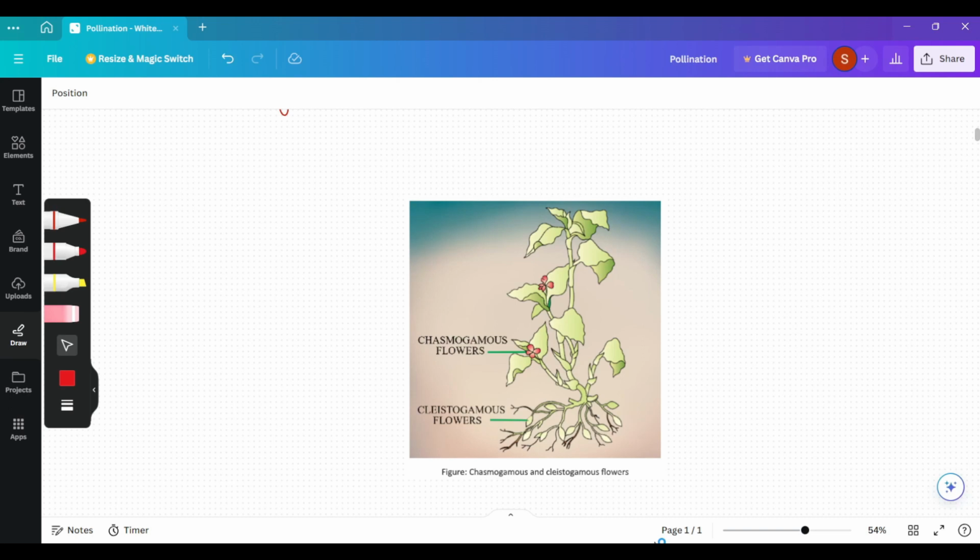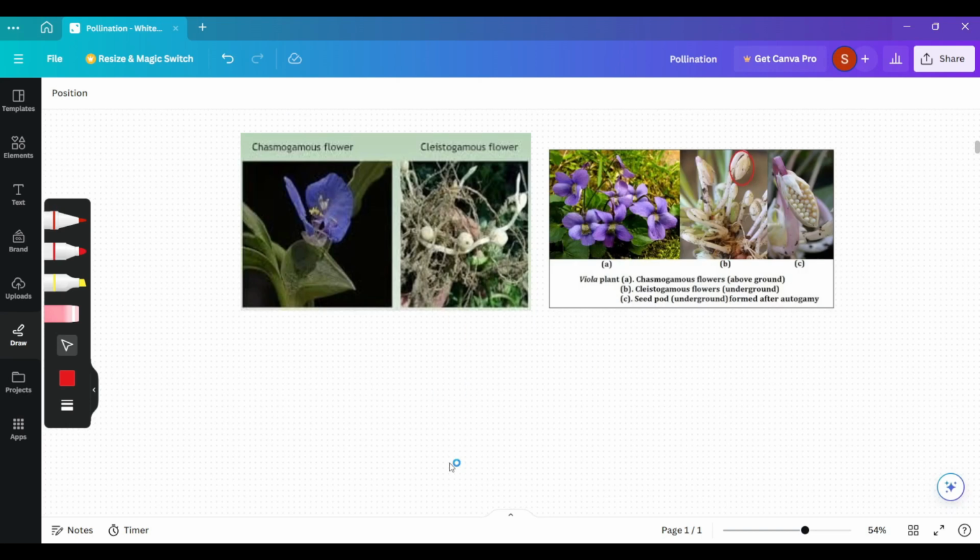Neither geitonogamy nor xenogamy is possible in the case of cleistogamous flowers because they are closed flowers. So in this case, purely self-pollination is possible. You can see chasmogamous and cleistogamous flowers in some species like Commelina and Viola plant. The ones found above the ground are open, and the ones found below are closed, where only autogamy is possible.